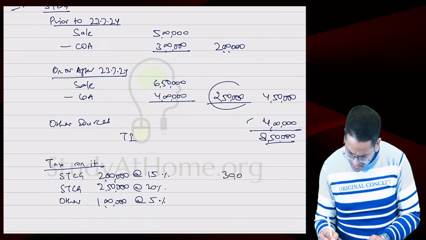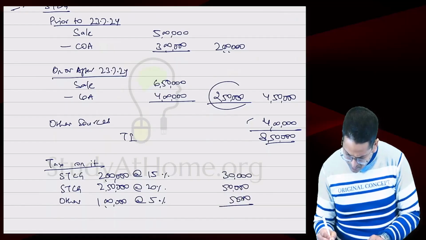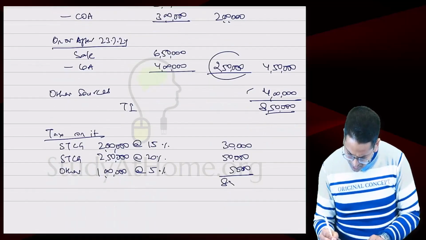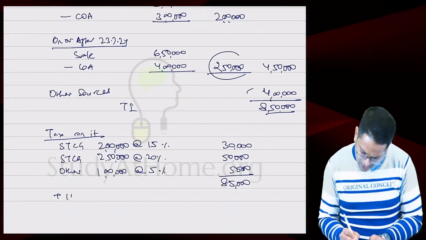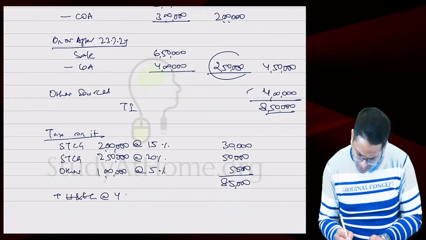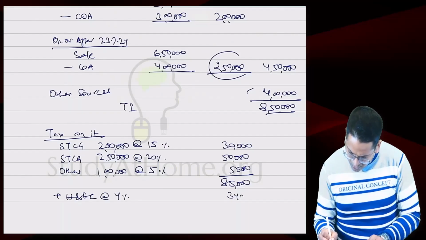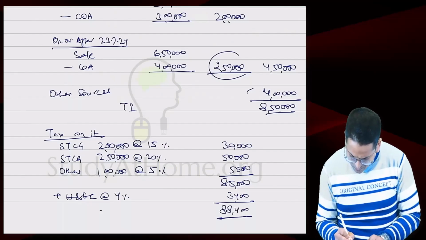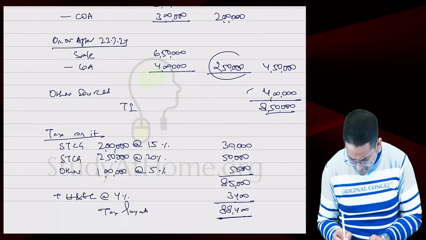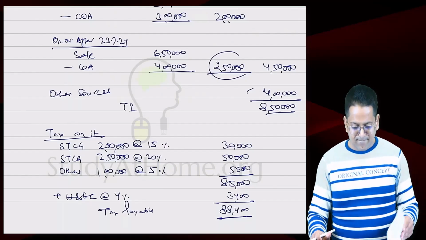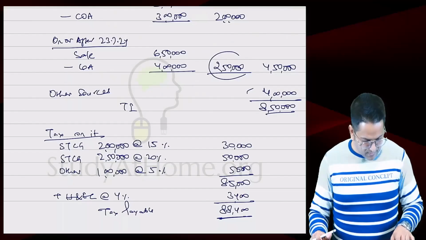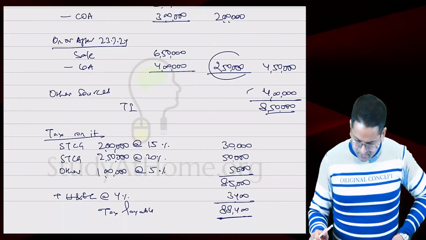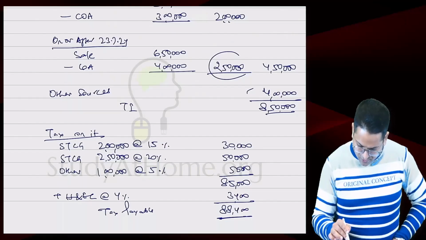This became 30,000 rupees tax. This became 50,000 rupees tax. This became 5,000 rupees. How much tax is it? 80 plus 5 is 85, so 85,000. Plus health and education cess, add it at the rate of 4%. This will be 3,400. 88,400 tax payable. Right? This also became clear.